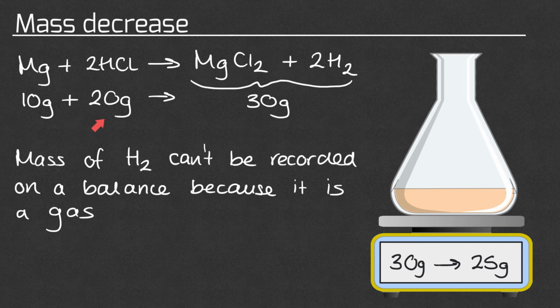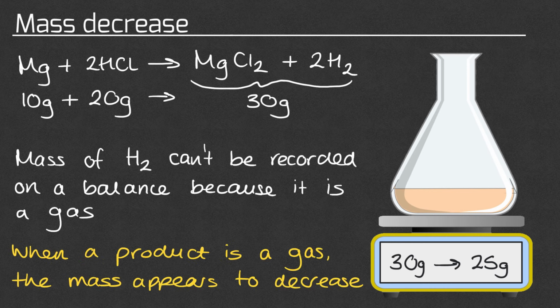So we start off with 30 grams. The gas produced can either escape from the container, or even if it's still in this part here, we still can't record the mass of it. So because of that, it will appear as if the mass is decreasing, but that just means we've essentially produced 5 grams of the gas and it can't be recorded. So as a general rule, we can say that whenever a product is a gas, the mass will appear to decrease, but you know we've still produced that gas and its mass is still there, we just can't record that mass.